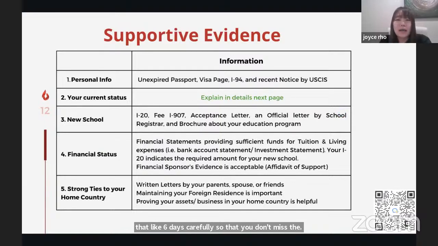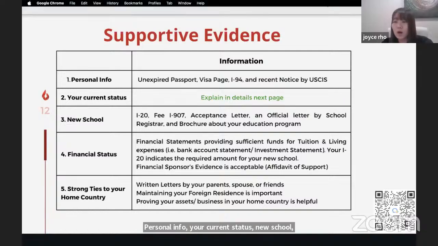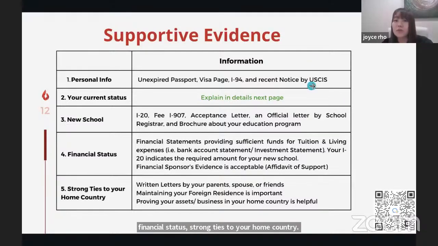And here, I tried to make a chart about the supported evidence. You see that number 1, 2, 3, 4, 5, right? Personal info, your current status, new school, financial status, strong ties to your home country. Those are very essential things you have to include in your package with your Form I-539. So I strongly recommend that you include evidence one by one, meeting each criteria.